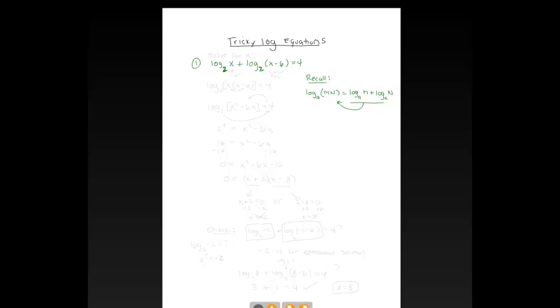We're going to rewrite the left-hand side as log of x times x minus 6, because in this problem, that x is like my m, and that x minus 6 is like my n, when you look at the property there. So log base 2 of x times x minus 6 equals 4. And remember this is all being logged. If you want at this point, you can distribute that x.